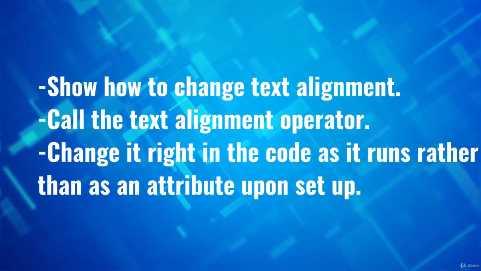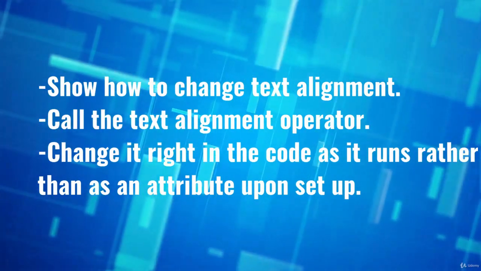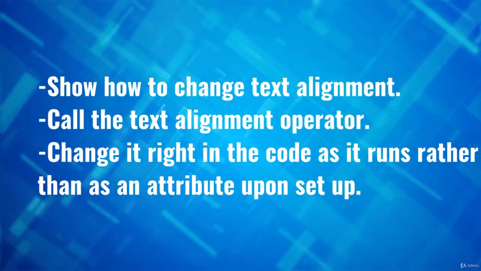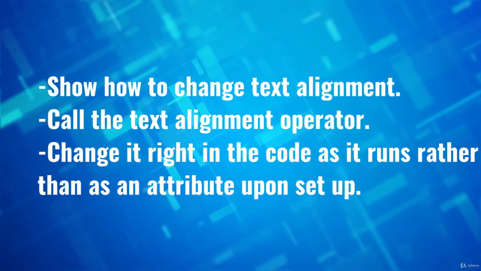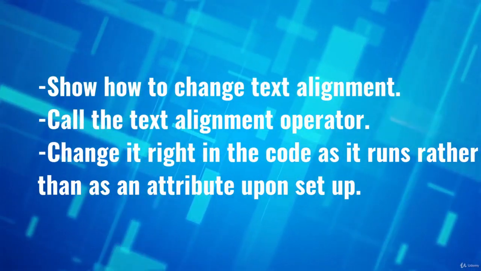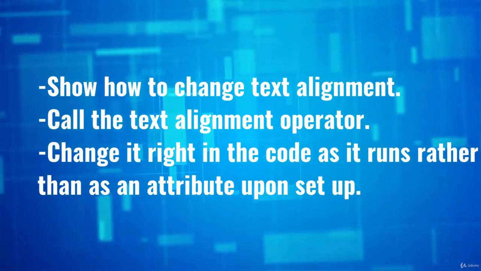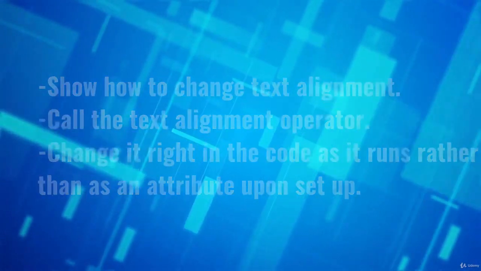So we're going to change it right in the code so that as the app runs, the text can change around rather than as an attribute, because if we change it as an attribute, then it's set up that way, and until we change it in the code, it's always going to be that way. There may be some instances where we want to move around the alignment and change it while the app runs.